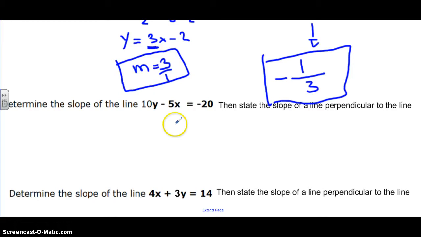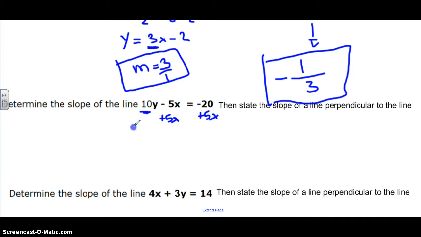This is getting a little complicated here. There's two problems with this. There's a number in front of the y, that's a problem. And we have 5x on the same side of this. The first thing we're gonna have to do is get rid of this 5x. It can't be on the same side as the y. So we're gonna add 5x to both sides. That's your first step here, all right?